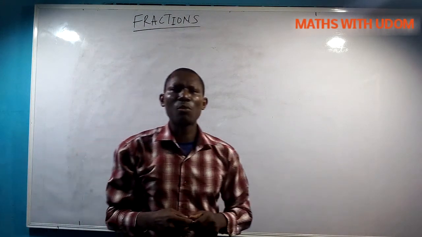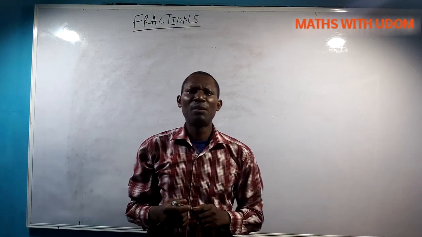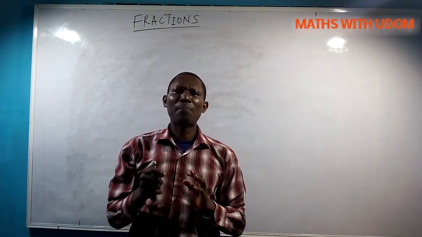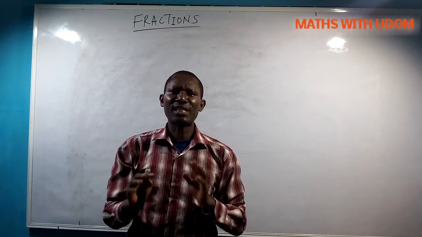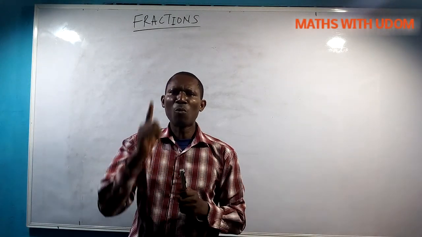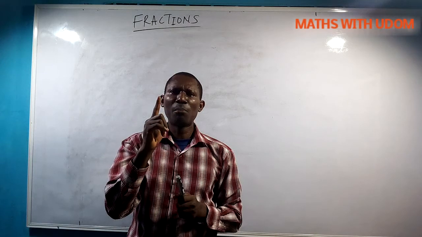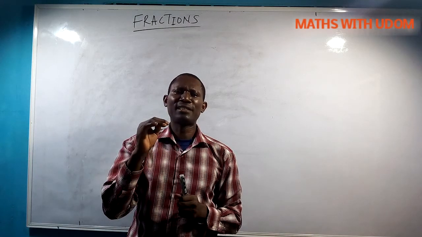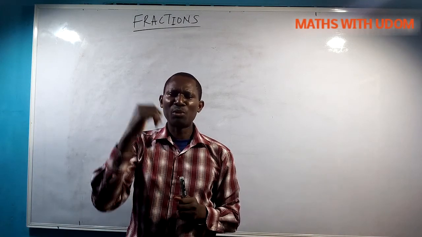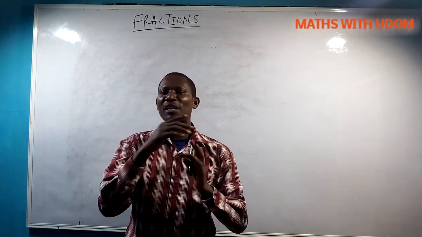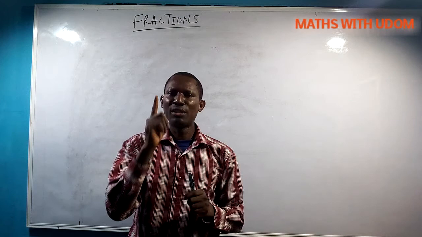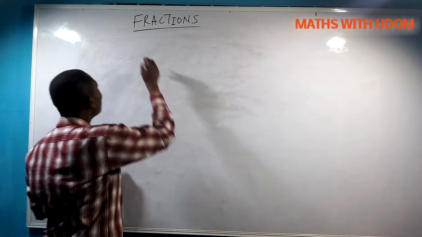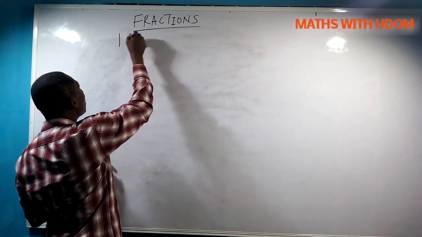The question is, what is a fraction? A fraction is part of a whole, that is, a whole number. One is a whole number. But by the time it is divided into numerator and denominator, or divided into different parts, it is no more a whole number. So you can say 1 is a whole.